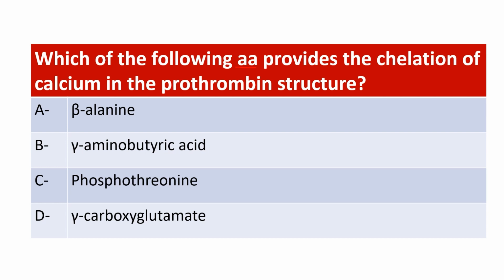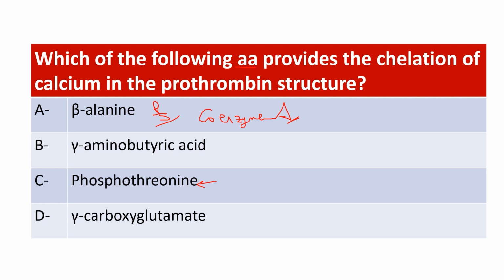Beta-alanine is a building component of pantothenic acid, my dear friends, which is vitamin B5. Vitamin B5 is part of coenzyme A, a very important coenzyme that we will study in metabolism. And phosphorylation of the hydroxyl groups in the side chain of the amino acids threonine, tyrosine, and serine. What are the common features of these amino acids? All carry an alcoholic group.